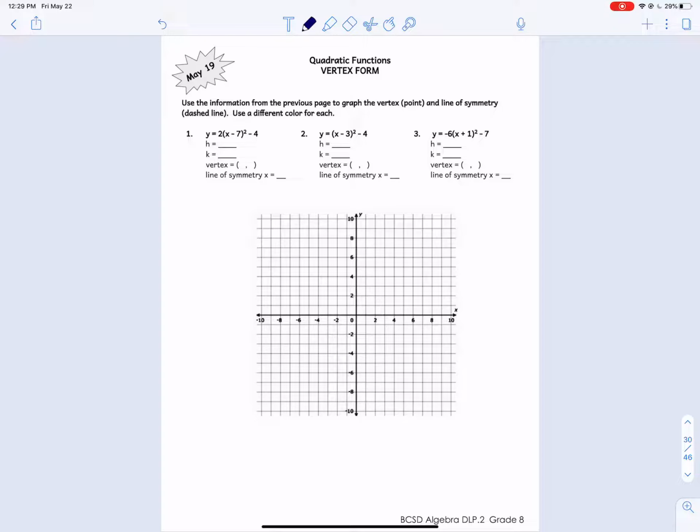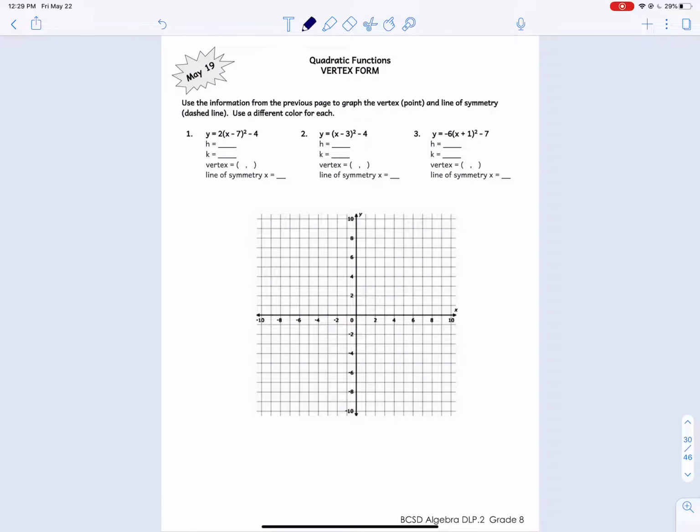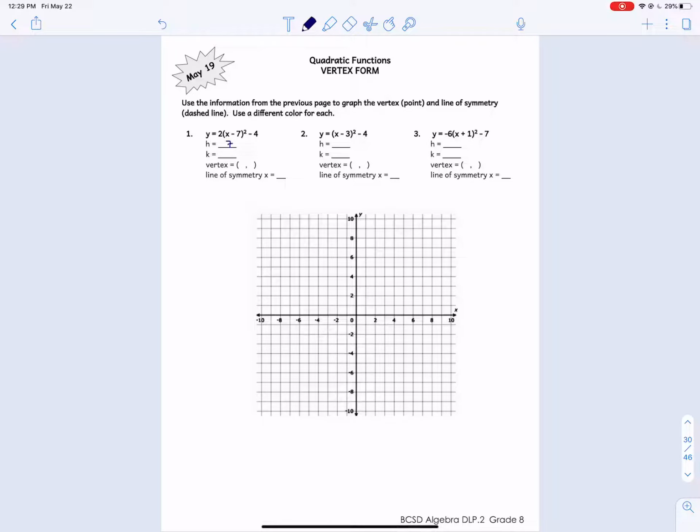And I guess we're going to do it on the same graph. So it says use a different color for each. All right, well, let's do, and these are exactly the same as the previous, so you don't have to redo it. So what was that? Number 1 was 7, -4. So we kind of graphed that already. Okay, so x equals 7. I'll do this in blue. So x equals 7. There's our line of symmetry. Our vertex is at 7, comma, -4.